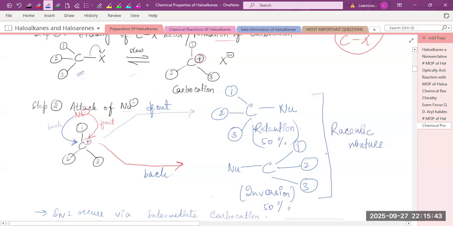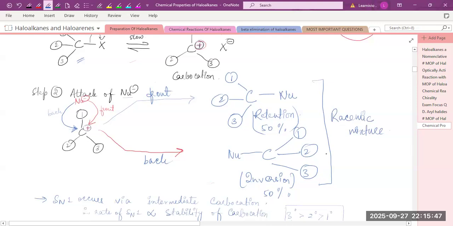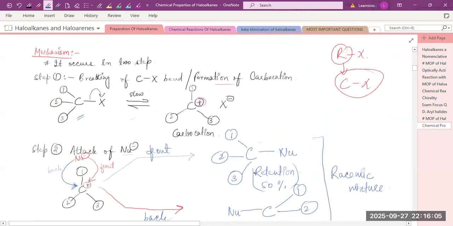Okay. So this is a racemic mixture. So you have to remember this point. Front side से attack होगा nucleophile का, so you will get a retention product. And when the attack of the nucleophile is from the back side, so you will get an inversion product. Means the orientation will be inverse. Okay, so that's the mechanism.